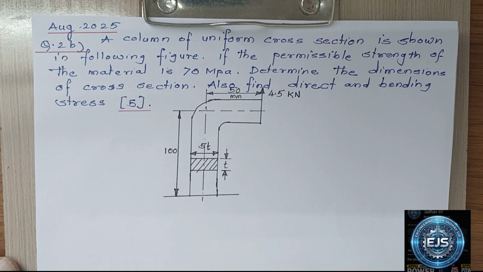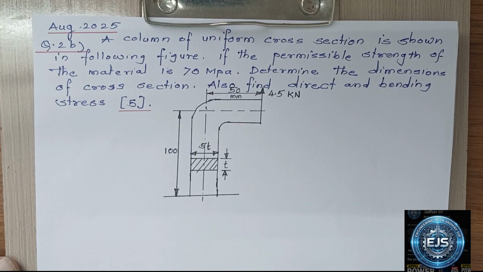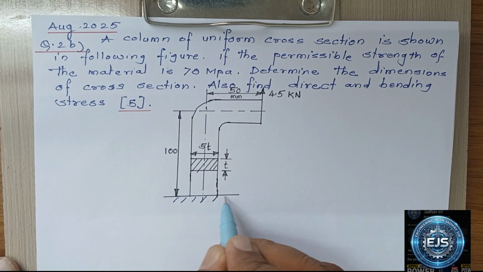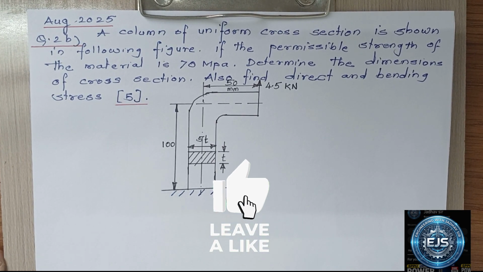Also we have to find direct stress and bending stress developed in the column under the action of the load of 4.5 kilonewton tensile. So this end is fixed here. Now we can write the given data for this problem.